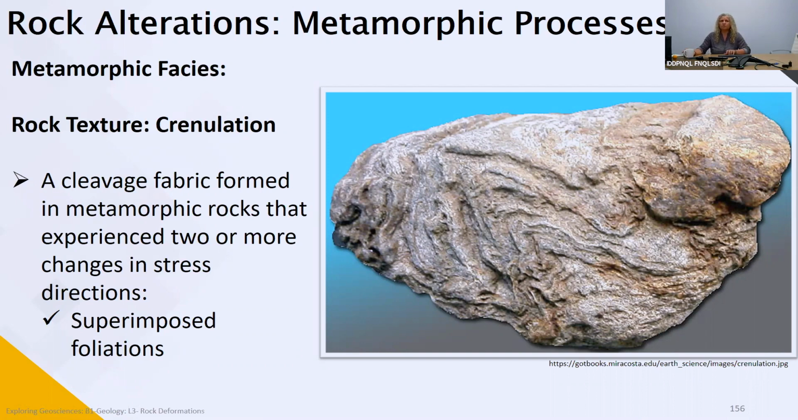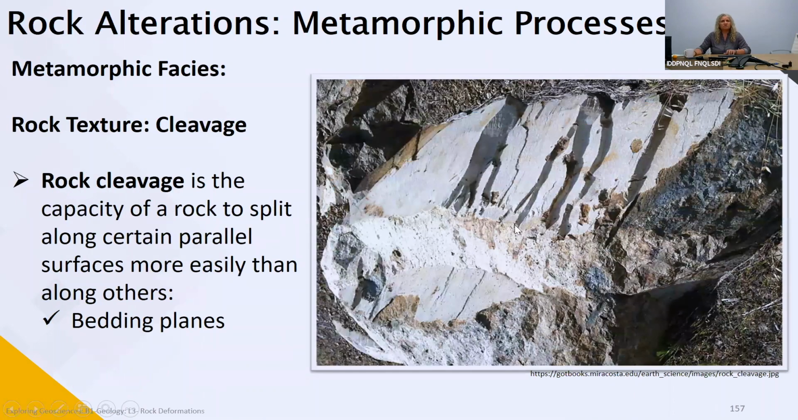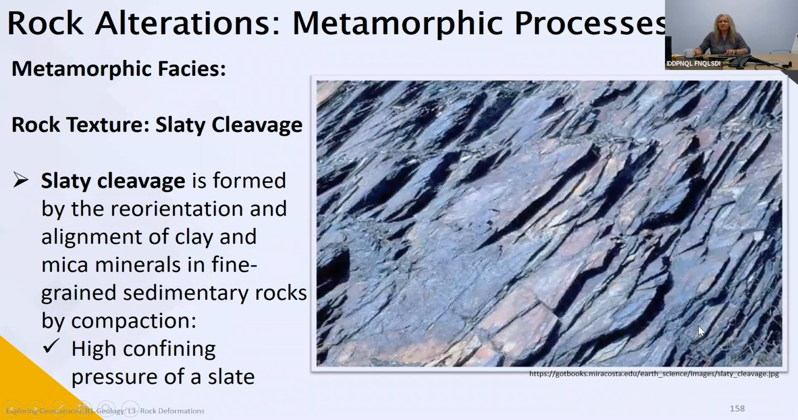So it's superimposed foliations on it. The cleavage here is the capacity of a rock to split along certain parallel surfaces, as seen here, and known as bedding planes. The slaty cleavage is formed by the reorientation and alignment of clay and mica minerals in fine-grained sedimentary rocks, so high confining pressures of slate.